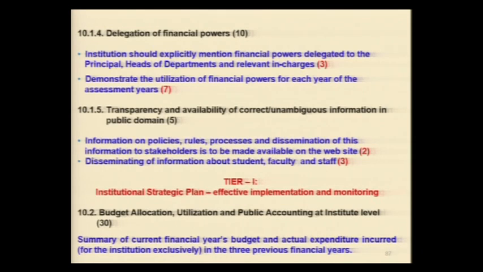Budget allocation and utilization is looked at in two places. Budget allocation and utilization at this point is at institute level. The next point we will see at program level.